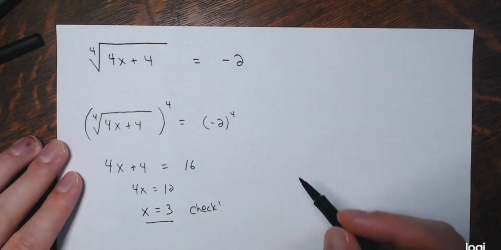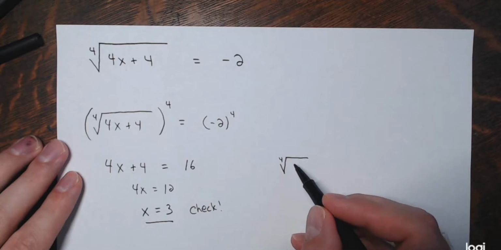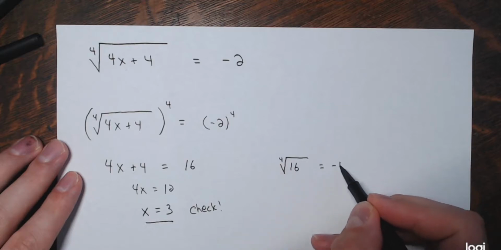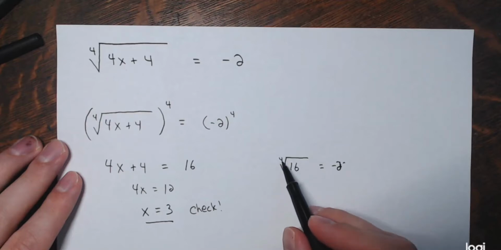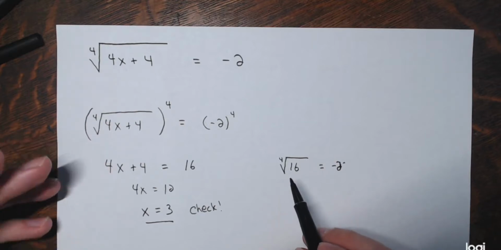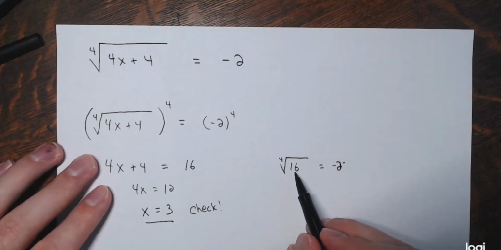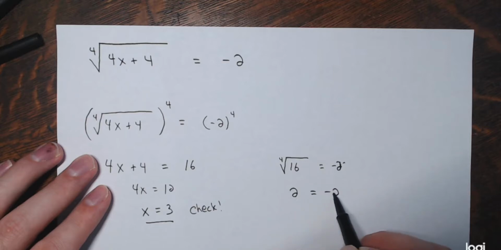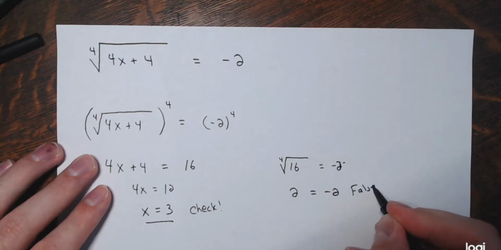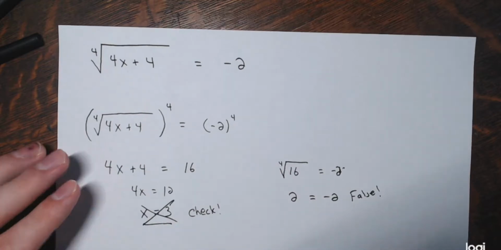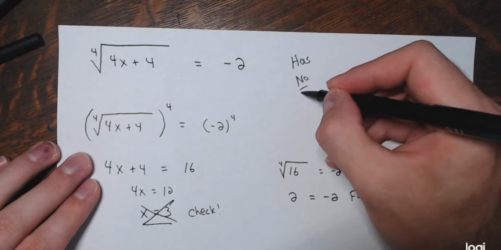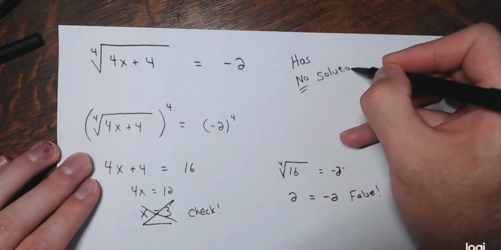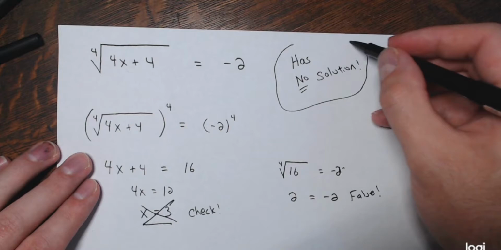Because if I do that, I'll have the fourth root of 16 equals negative 2. But don't forget, like I said a second ago, when you see this symbol with an even root, they want the non-negative one. Sure, negative 2 to the fourth is also 16, but this is asking you for the positive one. This is positive 2 on the left, negative 2 on the right. This is false. This is bad. So this equation has no real solution.